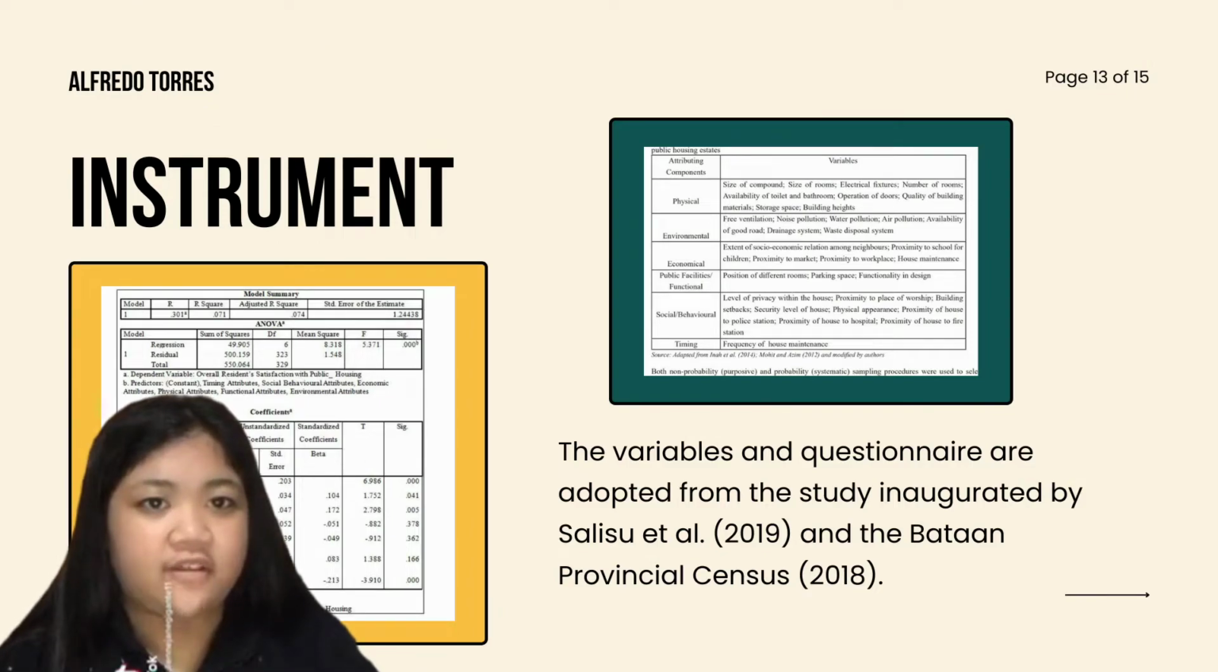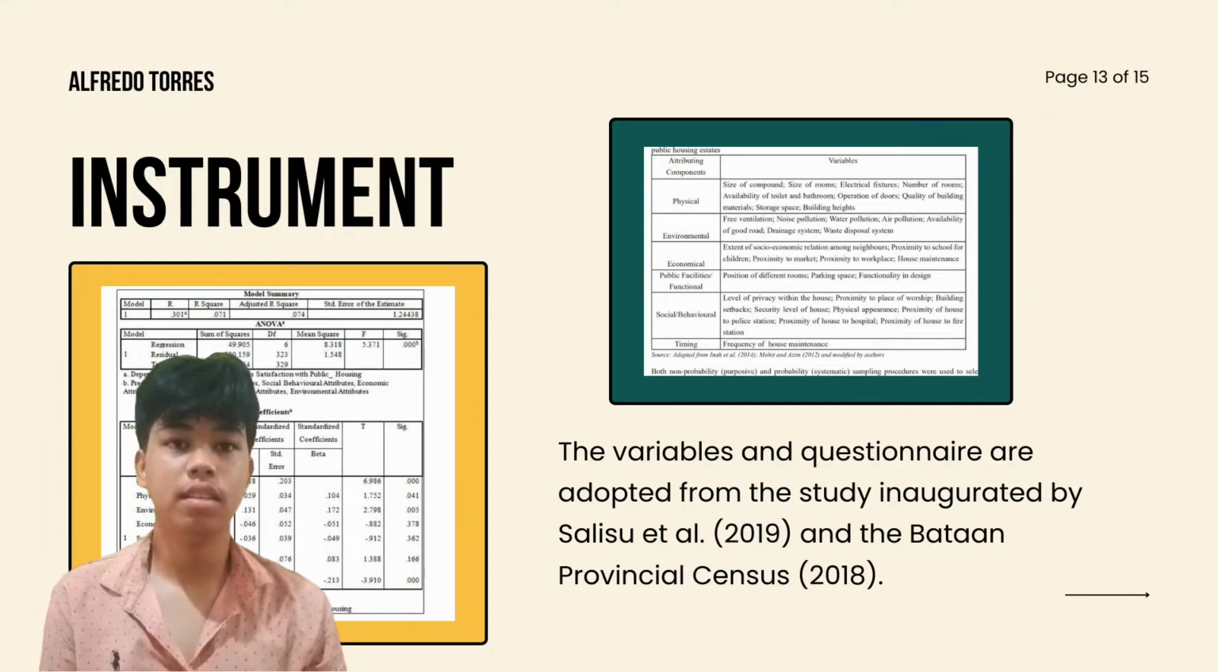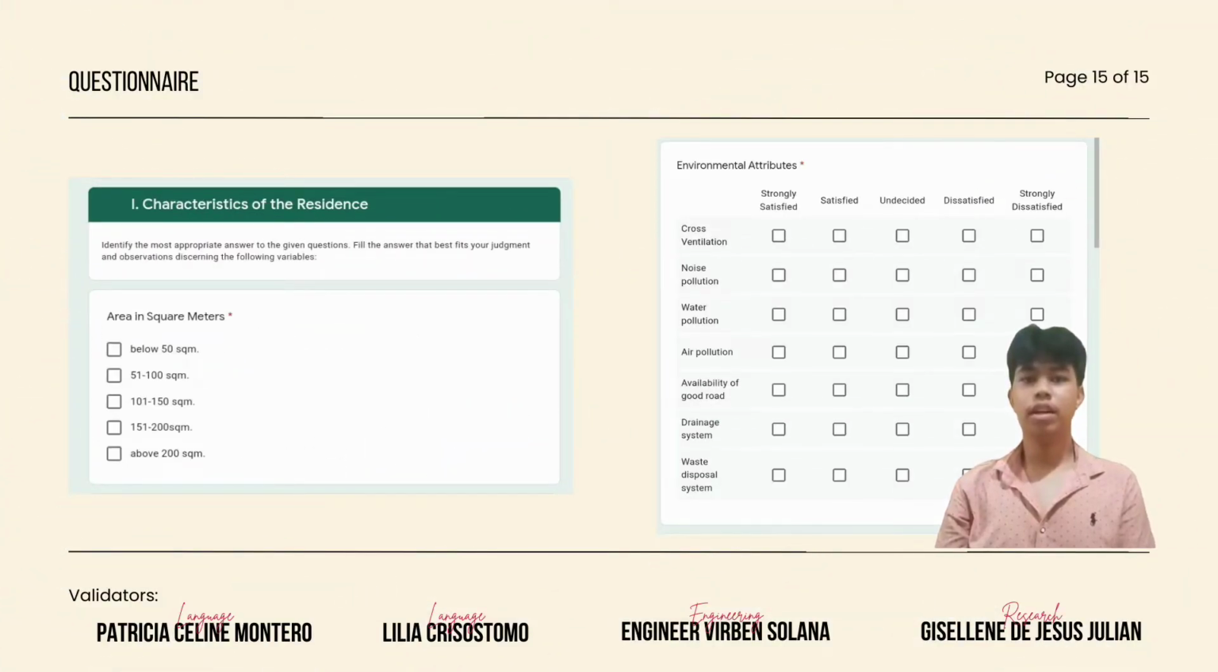Instrument of the study. The variables and questionnaire are adapted from the study inaugurated by Salisu et al., 2019. The Bataan Provincial Census 2018. The standardized questionnaire was revised in accordance with the comments and suggestions of our validator in various fields.